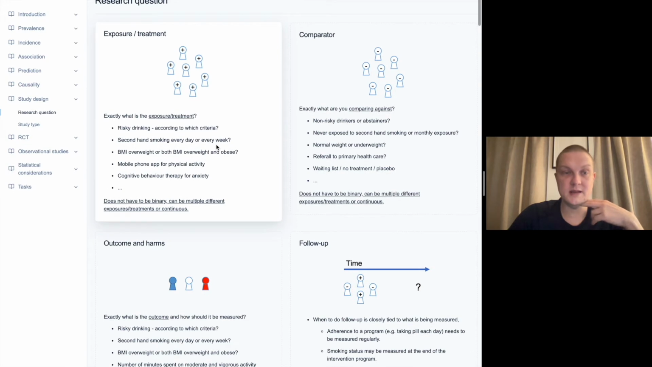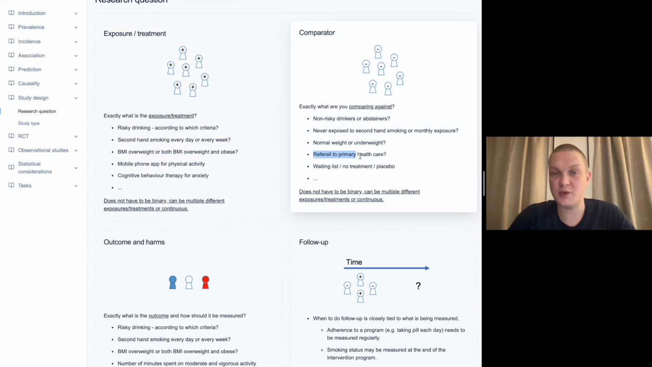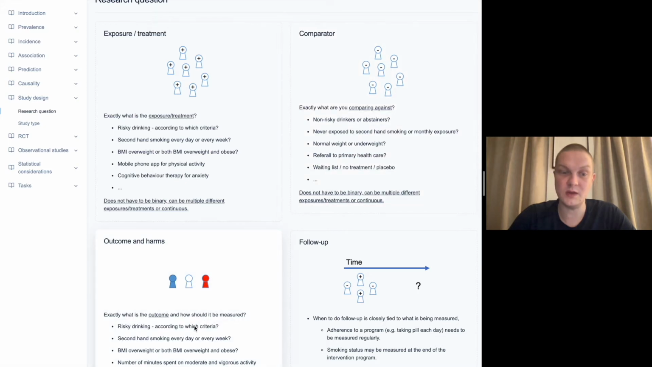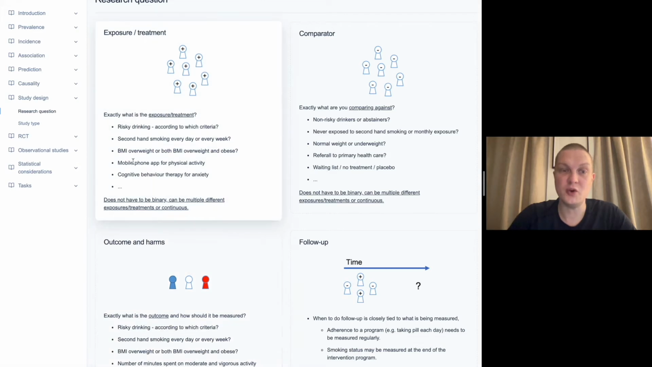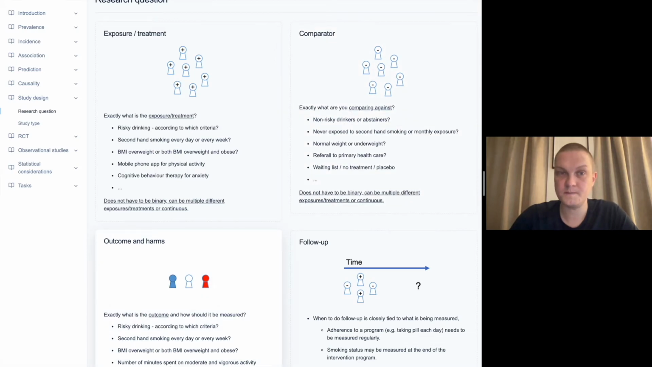It could be the case that you have a mobile phone app for physical activity, and if you contrast it against referral to primary health care, then you might not see an association with number of minutes spent on moderate and vigorous activity. But if you contrasted it against a placebo, then you might. Or no treatment at all, then you might.